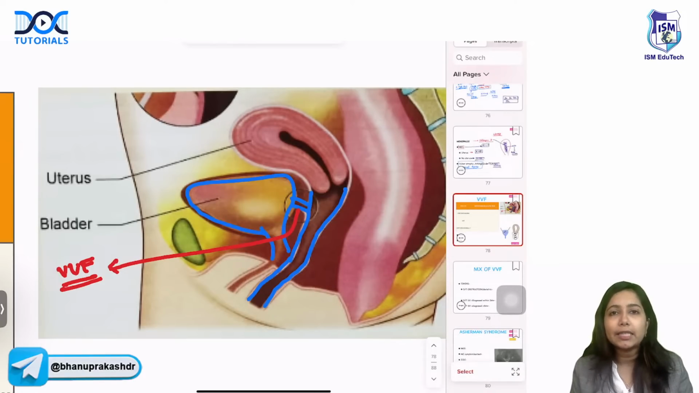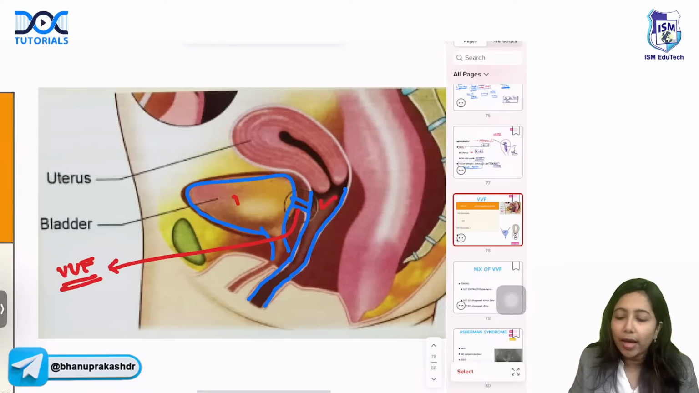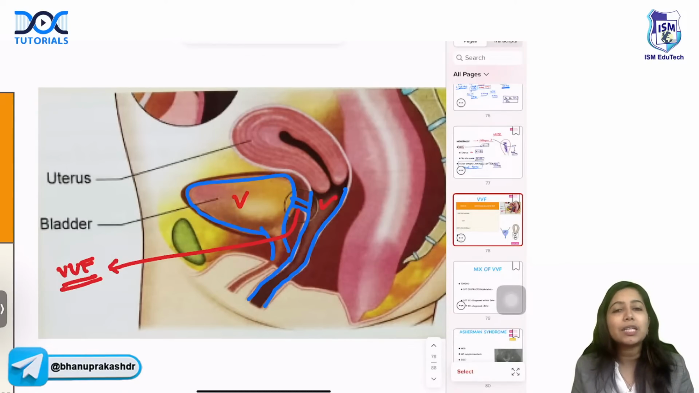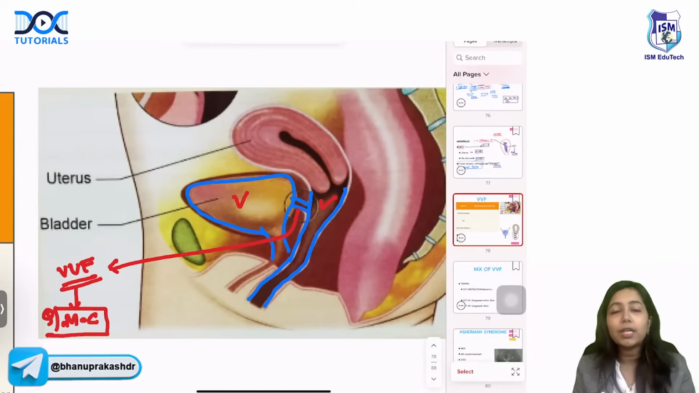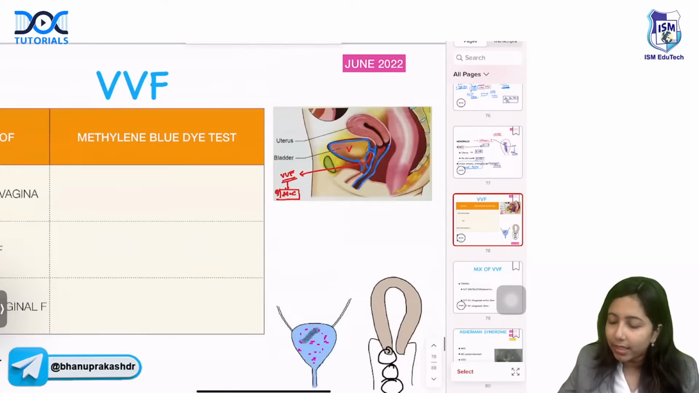So it's actually direct and simple. You just see which parts are being connected. You have the vagina, you have the bladder. Vesico means basically bladder. It is a vesico-vaginal fistula. Another point is vesico-vaginal fistula is the most common fistula among all the different types of fistulas which I'll discuss now.